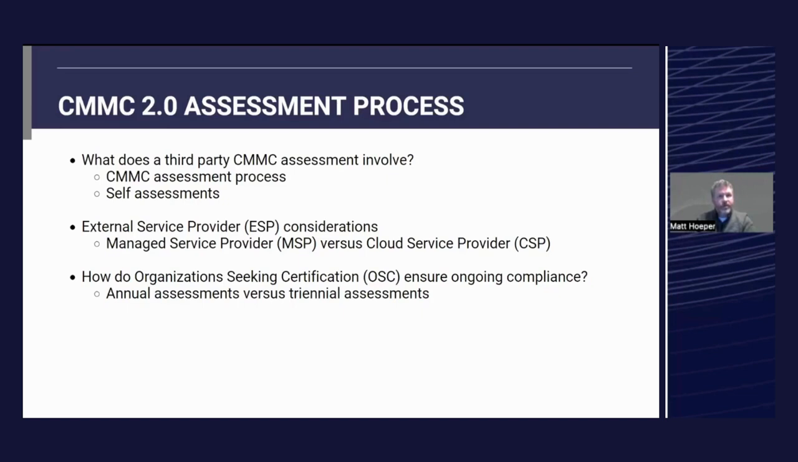Now, going forward, if you are at a level 2 and you have a C3PAO come out to your organization to assess you, that assessment is good for 3 years. But on the off years, you have to do a self-assessment. So say year 1, you have your C3PAO come out, they assess you. That certification is good for 3 years. Year 2, you do a self-assessment. Year 3, you do a self-assessment.